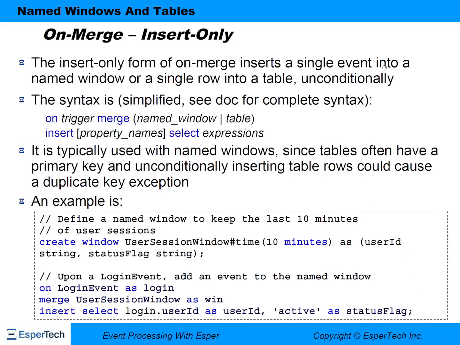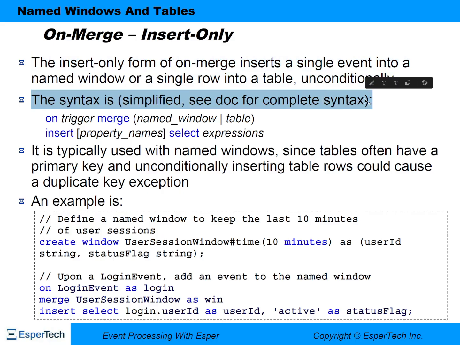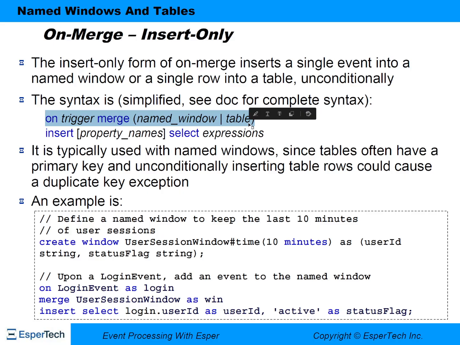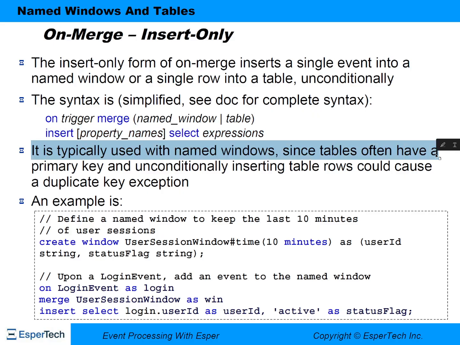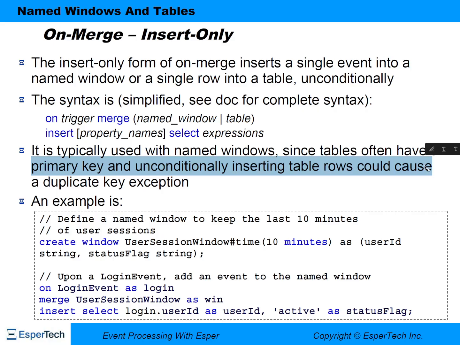The insert-only form of on merge inserts a single event into a named window or a single row into a table, unconditionally. The syntax, which we present in simplified form here, is: on trigger merge named window name or table name insert optional property names select expressions. The on merge insert is typically used with named windows, since tables often have a primary key and unconditionally inserting table rows could cause a duplicate key exception.